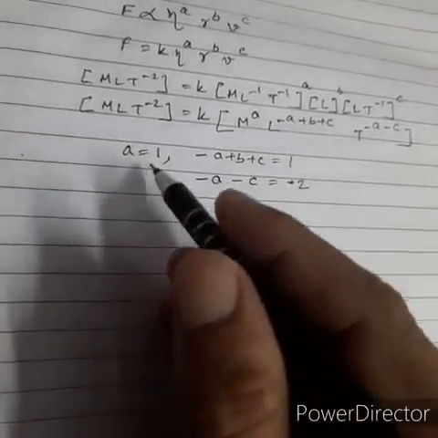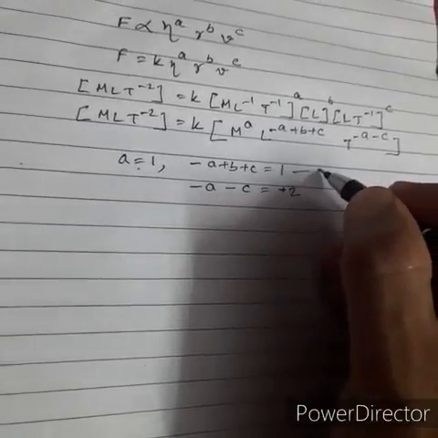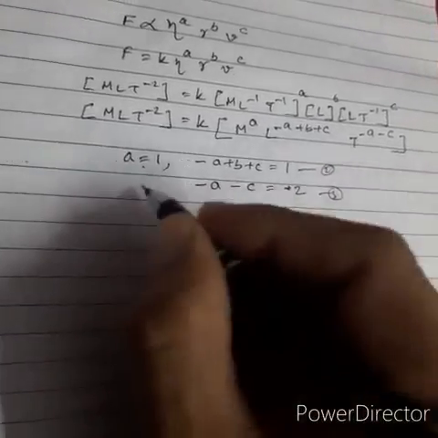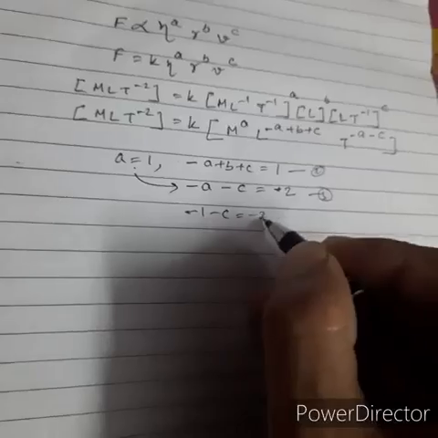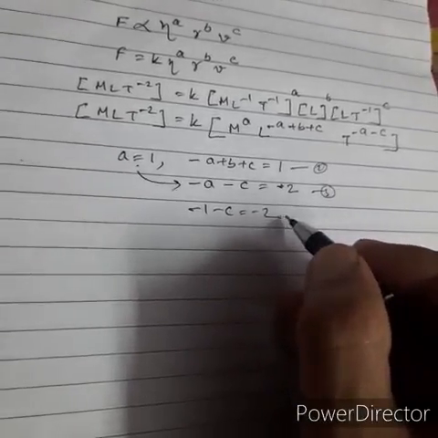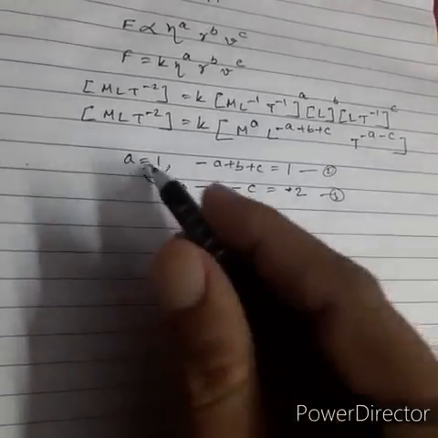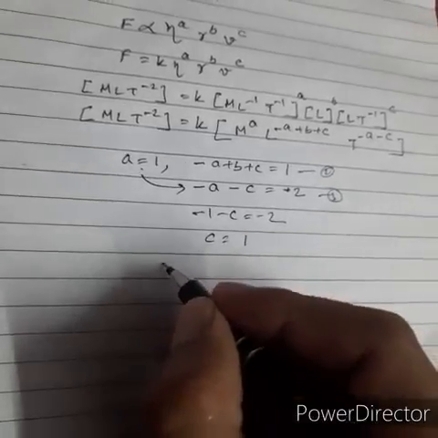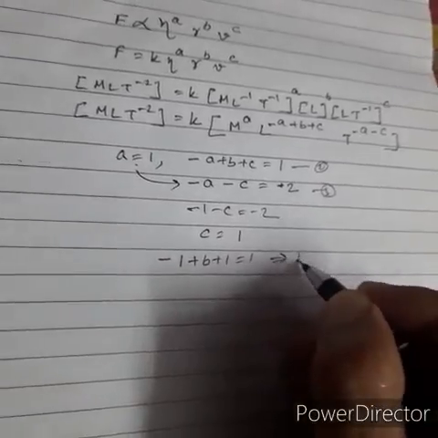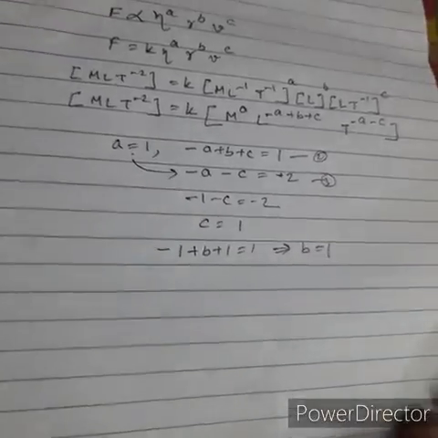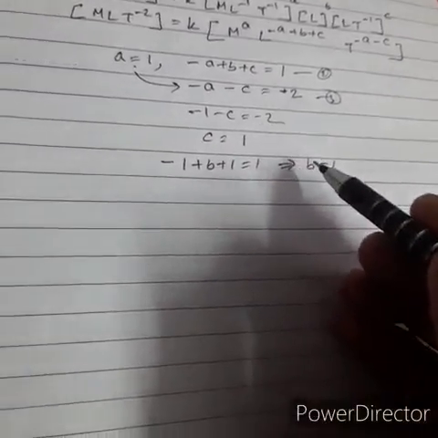Here A is equal to 1. Suppose this is equation number 2 and this is equation number 3. Substituting this value here, we get minus 1 minus C is equal to minus 2. Transposing, C comes out to be 1. Now put A and C in equation number 2: minus 1 plus B plus 1 is equal to 1, so you get B is equal to 1. So now A, B and C, all three values are 1.